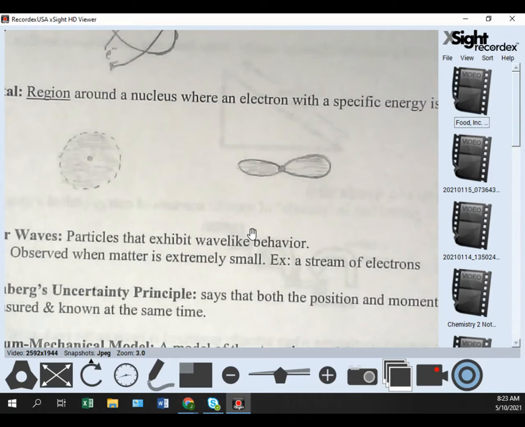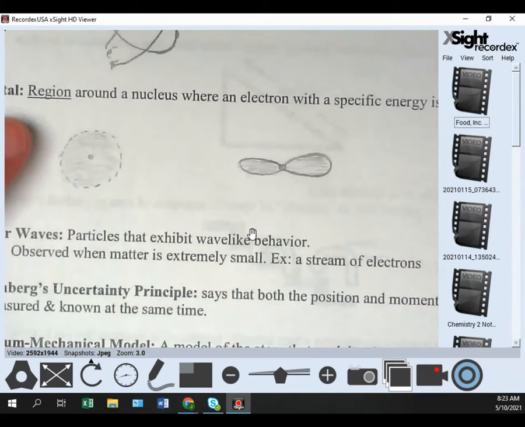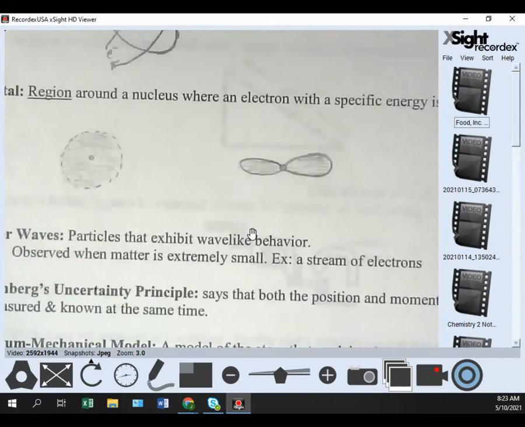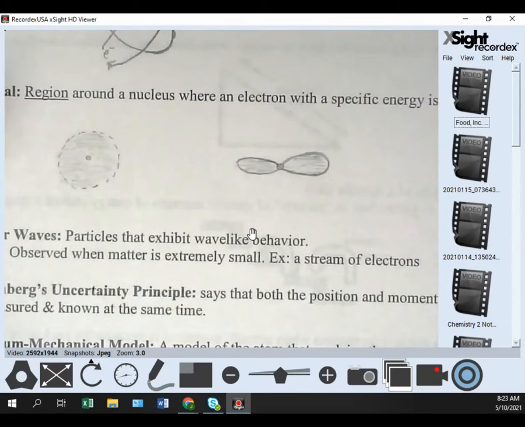So that's a specific color unique to copper. Other things will give off similar colors, but if you broke it down into that line spectrum, you'd find that there would be some differences. So we know that elements give off colors, right?